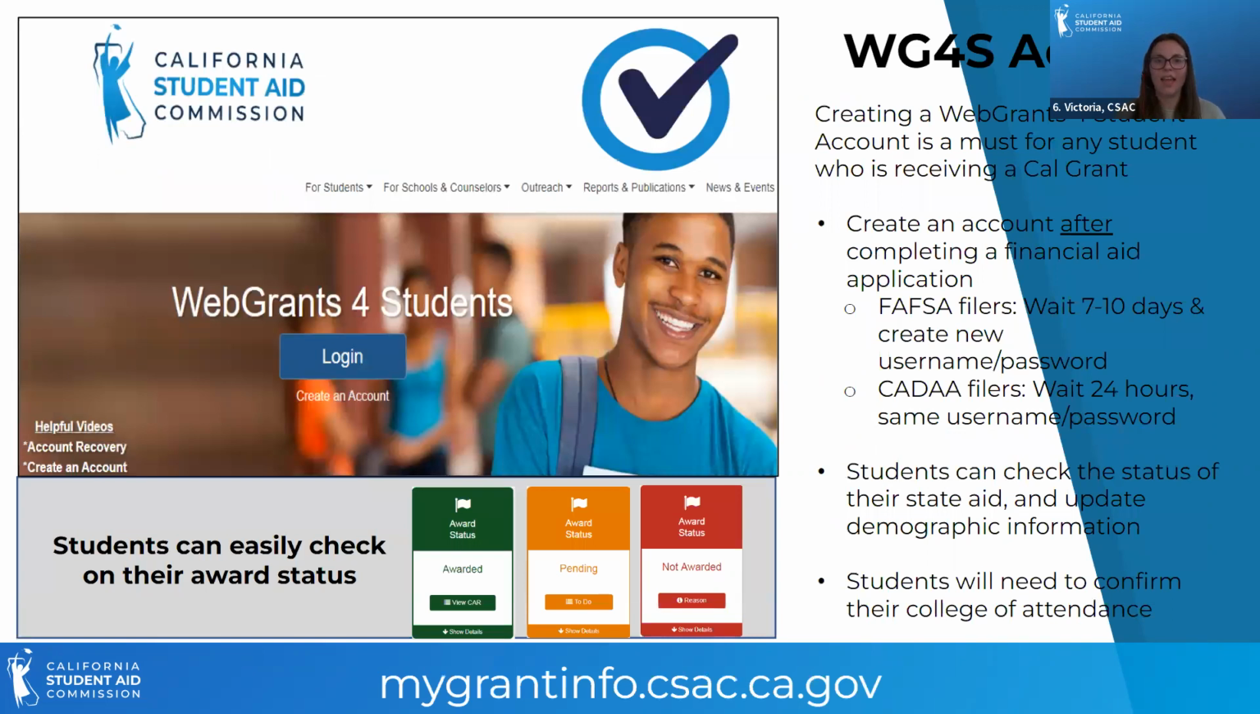All right, and then next up we have Web Grants for Students. This is the next step, and where we really hope that students can become their own financial aid advocates. I think we tend to put so much emphasis on just getting the application submitted, and now we are trying to remember to focus on the Web Grants for Students account.